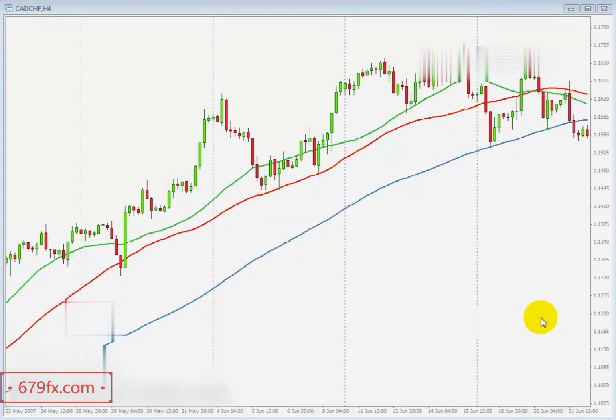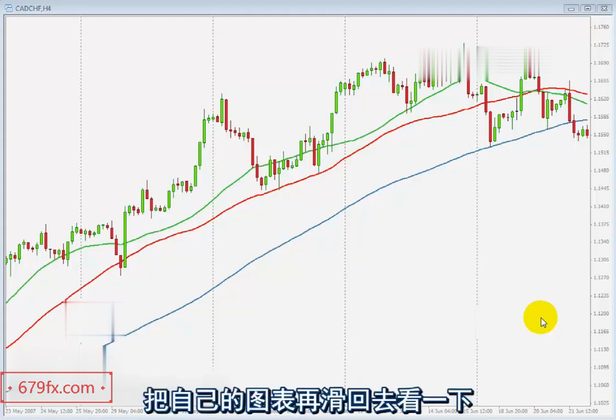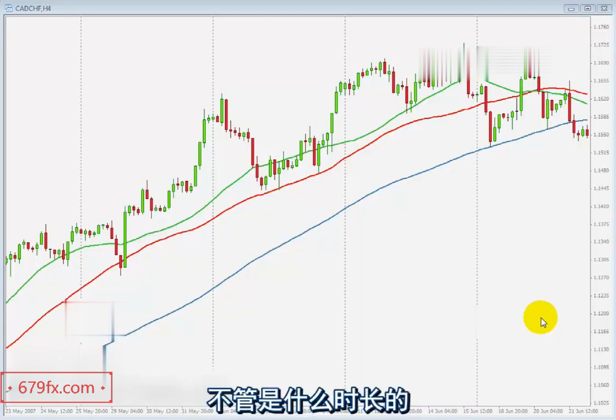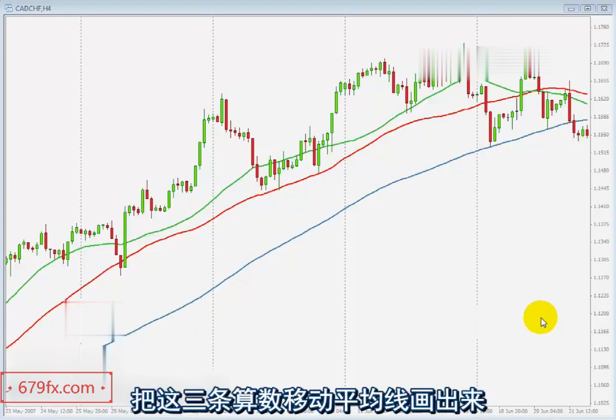Okay, that's basically all, guys, for this first video. Now what I recommend is to scroll back in your charts. It doesn't matter what time frame or what currency cross you choose. Search for those periods in your charts where those 6 conditions have been applying. Plot those 3 simple moving averages.